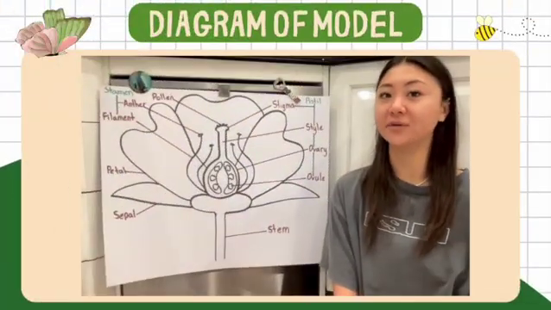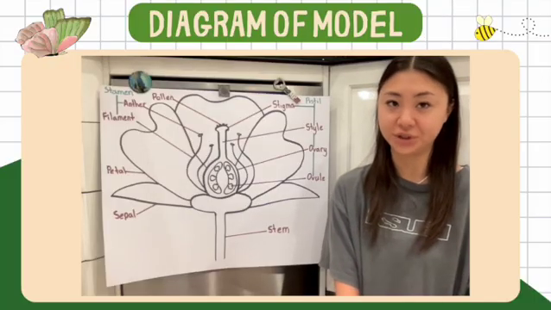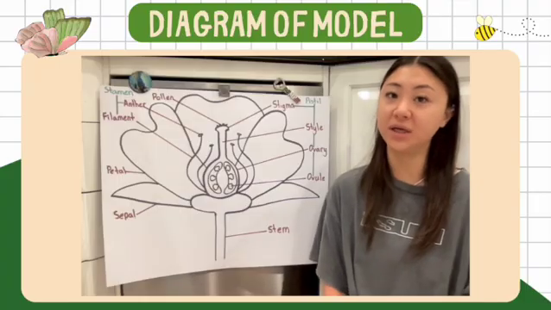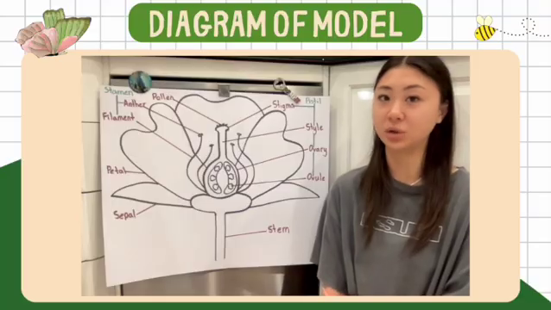Today I'll be presenting a diagram of a flower showing its structure, characteristics, and how each part has adapted to help the plant survive and reproduce. A flower isn't something that is just beautiful, it is actually a reproductive structure of a plant. Every part has its own special job that helps the plant make new life.